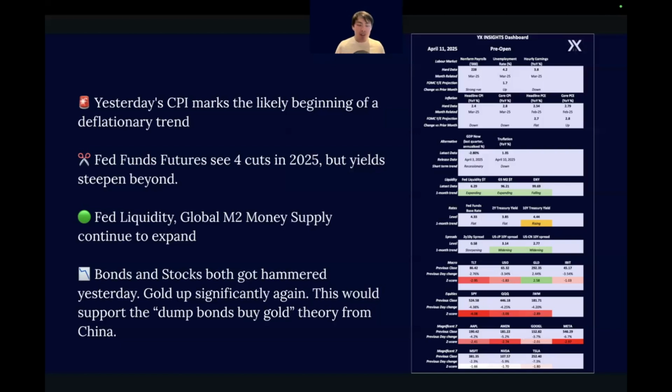And finally, bonds and stocks both got hammered yesterday. So yields up, stocks down. This is opposite of what we saw before, where yields and stocks were traveling in the same direction. People were buying bonds and selling stocks. Instead, gold is up significantly. So that shows that investors are really treating gold as the safe haven rather than bonds, but also it supports the theory, which is not really a proven theory, that China is dumping its UST holdings to hurt the US Treasury issuance this week. And they're buying gold instead.